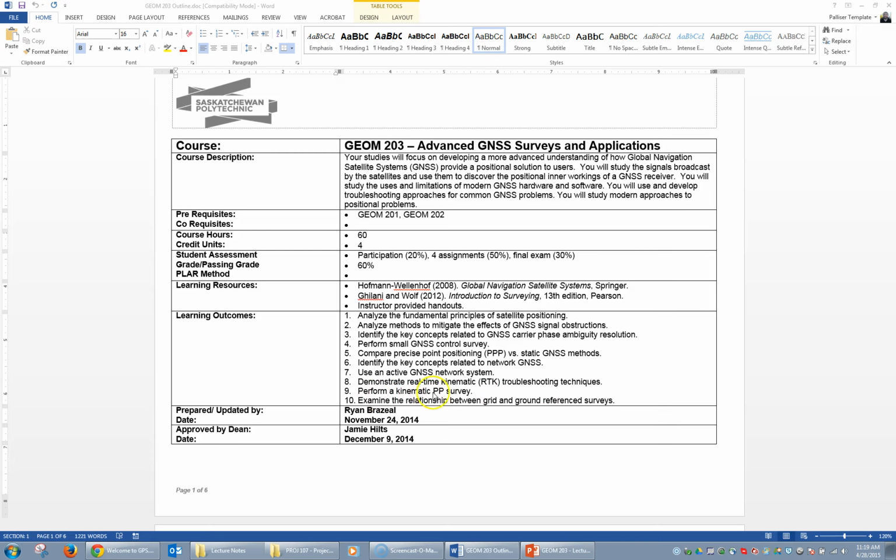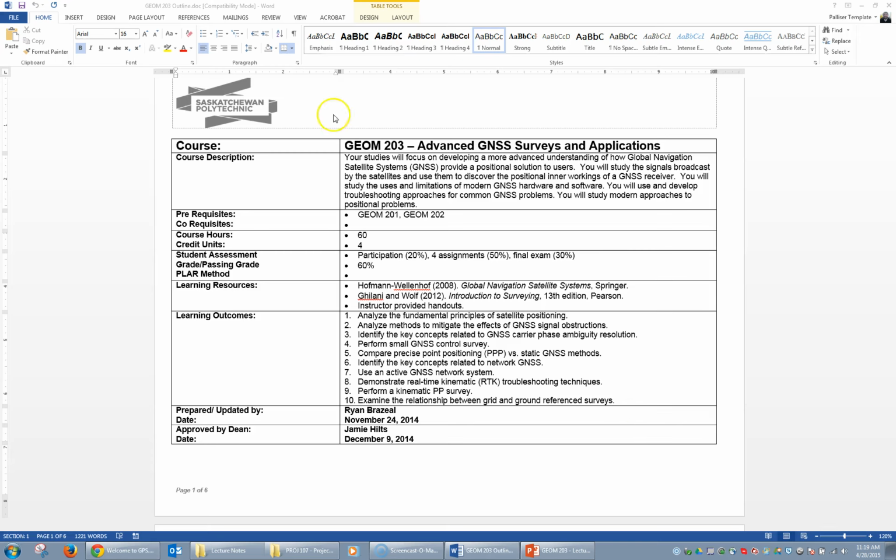We'll perform a kinematic post-processing survey. So that's what PP stands for, post-processing. And we will examine the relationship between grid and ground reference surveys. So again, just by going back to our understanding of coordinate systems: ground reference surveys using GNSS, grid or mapping surveys using GNSS, and ultimately geodetic surveys as well. That's the inherent coordinate system of GNSS.